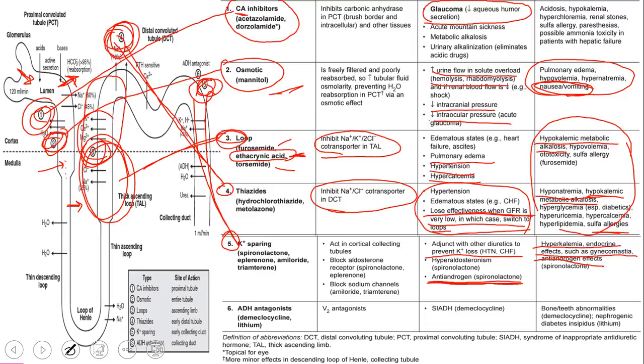Okay, now going on to the last one here, the antidiuretic hormone antagonists. So we're looking right there. This is things like demeclocycline and lithium, and these are V2 antagonists. So treating SIADH with demeclocycline, and some of the side effects are bone and teeth abnormalities. We know that's what happens with tetracyclines, because this is a tetracycline. Nephrogenic diabetes insipidus, lithium. Those are some of the side effects you worry about.